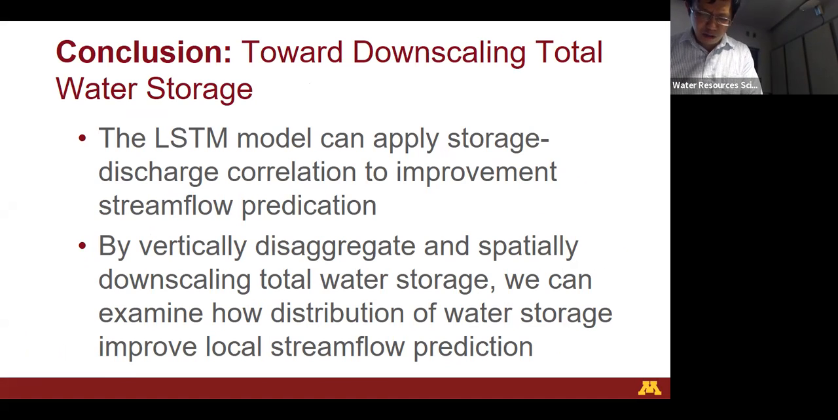So in conclusion, my experiment shows that the LSTM model can apply storage discharge correlation to improve the stream flow prediction by far. And by vertically disaggregating and spatially downscaling the water storage to the different layers and HUC 12 watersheds, we can not only improve the prediction of the stream flow at the local level, we can also examine how the spatial distribution of water storage can improve the local stream flow prediction.